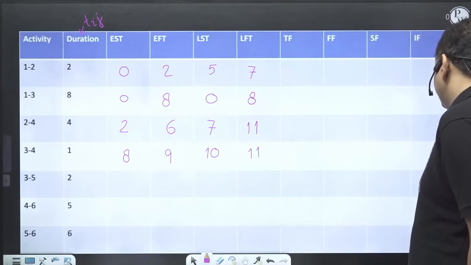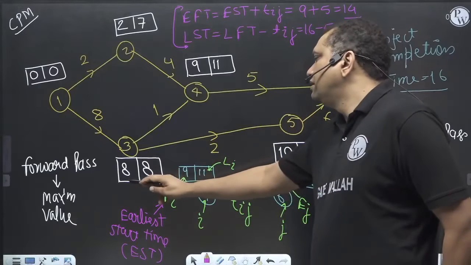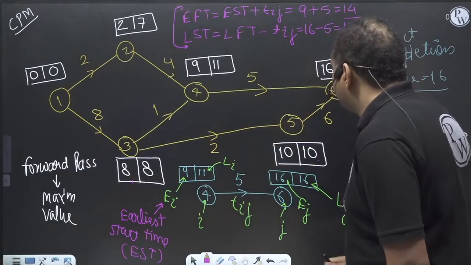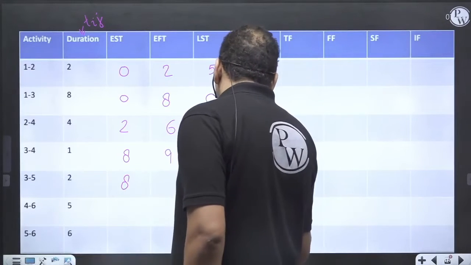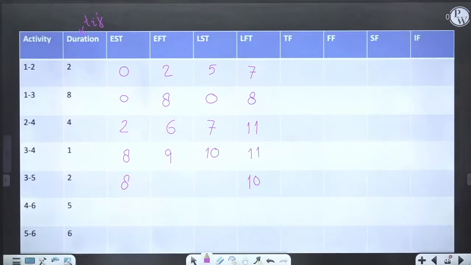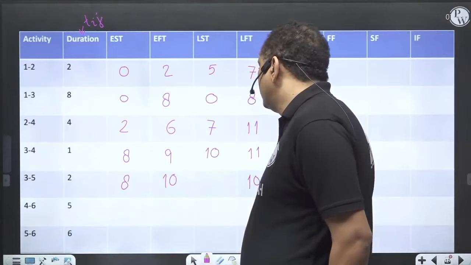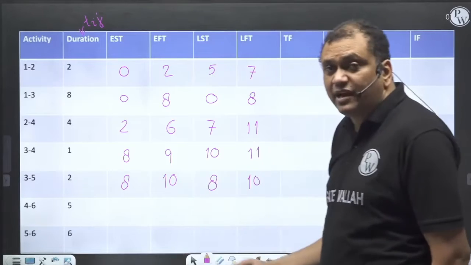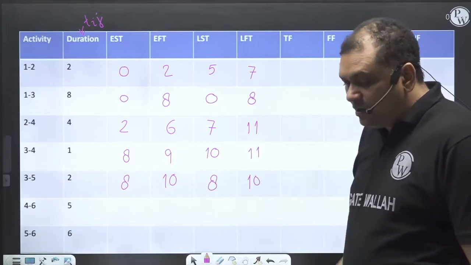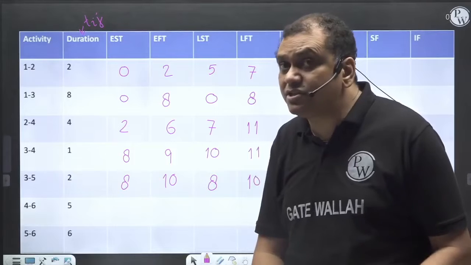3 to 5. Earliest start is 8. Latest finish is 10. Earliest finish time is 8 plus 2, 10. Latest start time is 10 minus 2, 8. Exactly the same thing I am doing as a matter of practice. As I told you, these discussions are extremely important. Please be careful.